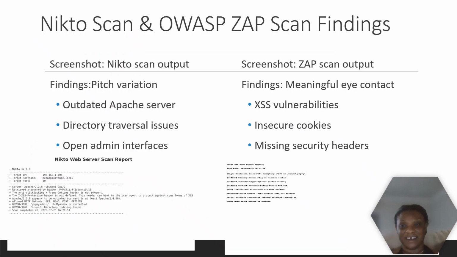Nikto scan findings. Nikto revealed more web-based vulnerabilities, such as an outdated Apache version, open admin directories, and potential directory traversal flaws. These types of issues are critical for web application security. You can see that right here in this screenshot.